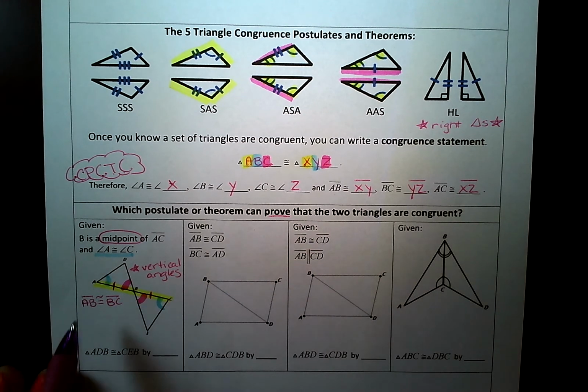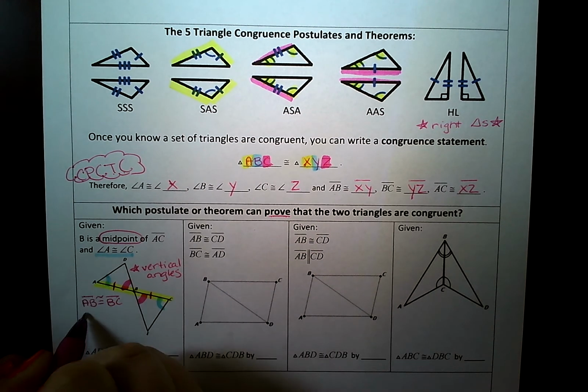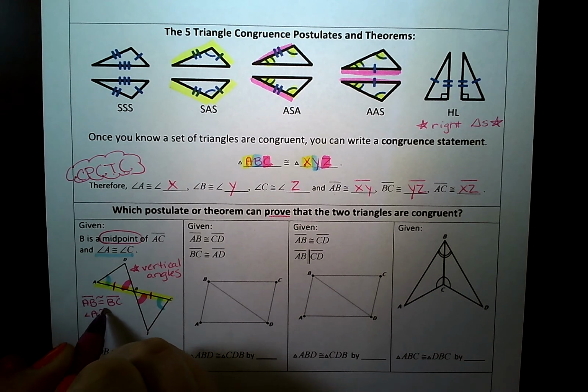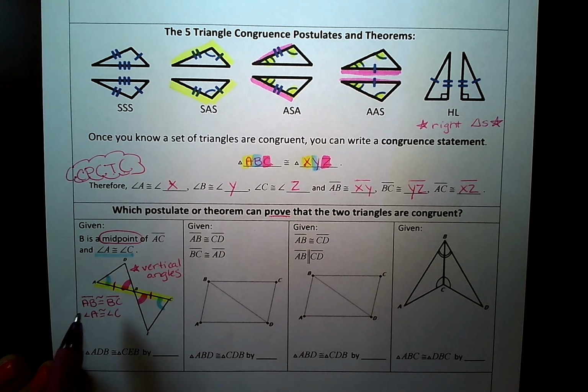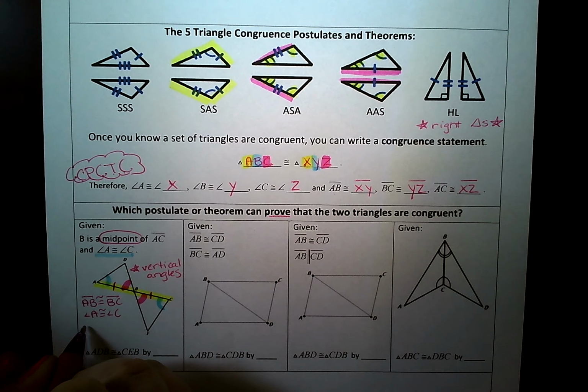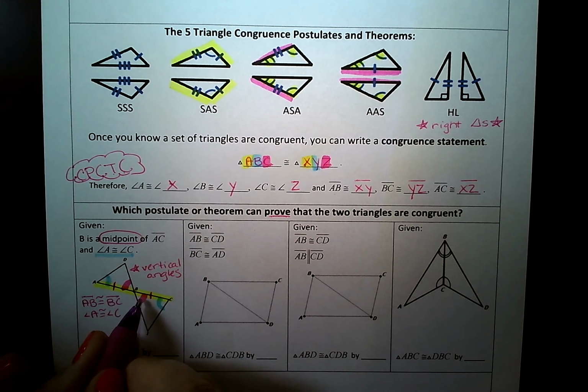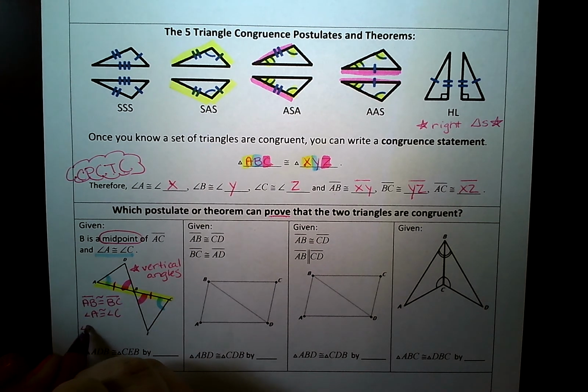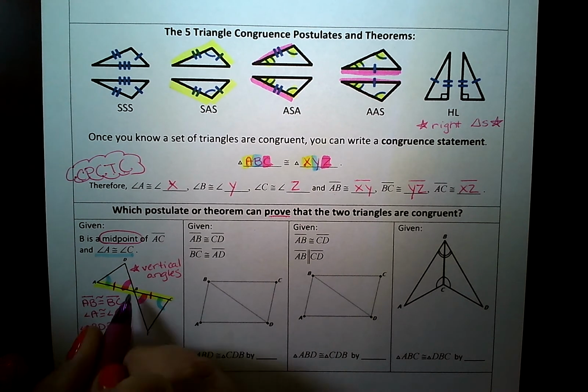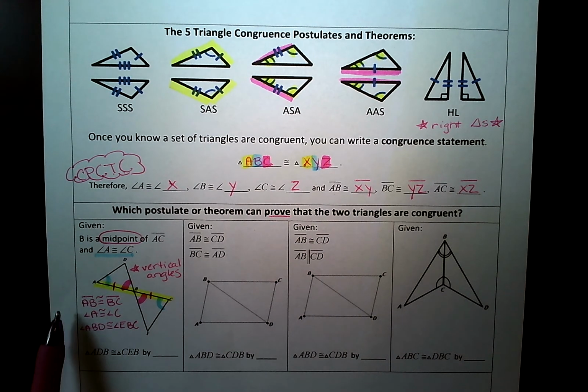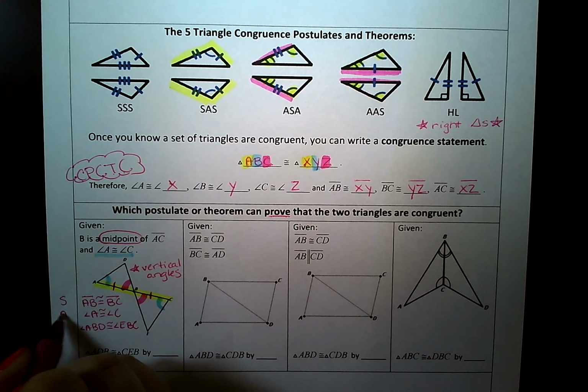Okay, so we've got angle A and angle C. That was given. That's a set of congruent angles. We've got AB side and BC side congruent due to the midpoint. And then we've also got the two sides of this vertical angle. That would be angle ABD and angle EBC. So it looks like I have a side and two angles. One side and two angles.